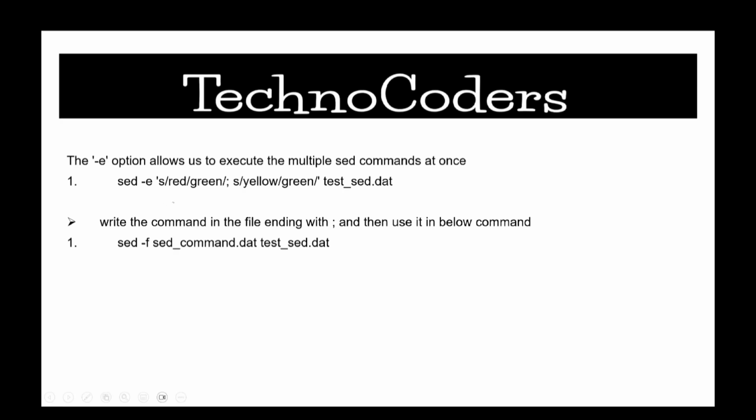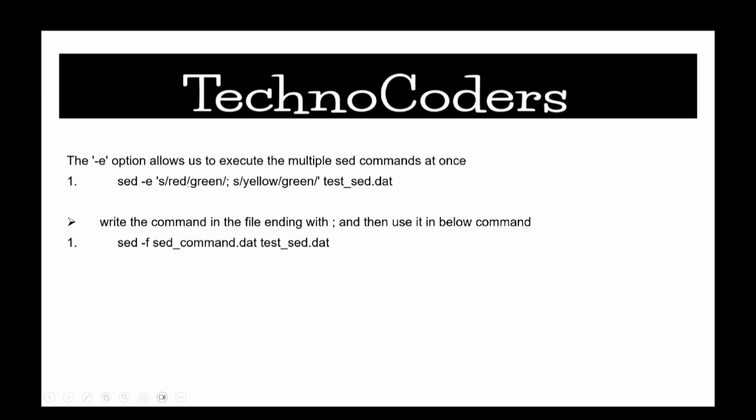So for example, you want to replace a pattern red to green and then yellow to green and so on. Like you have multiple statements to be executed. For that, you can use the -e option. See here what it will do. In the test sed.dat, first it will check wherever the red is there, it will replace with green in the first occurrence, and at the same time it will replace yellow to green as well. So it means we can have multiple operations in a single command using the -e option.